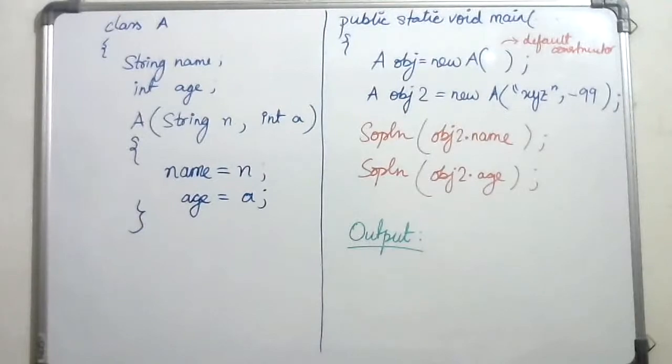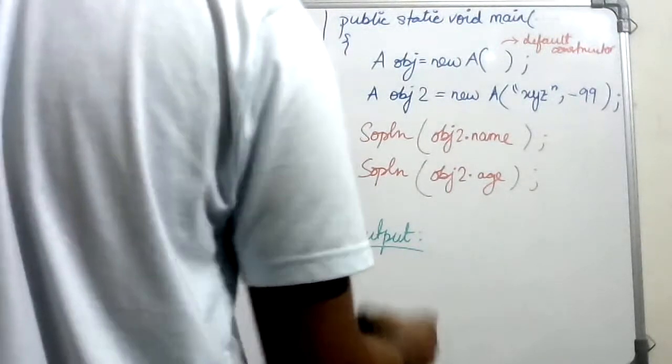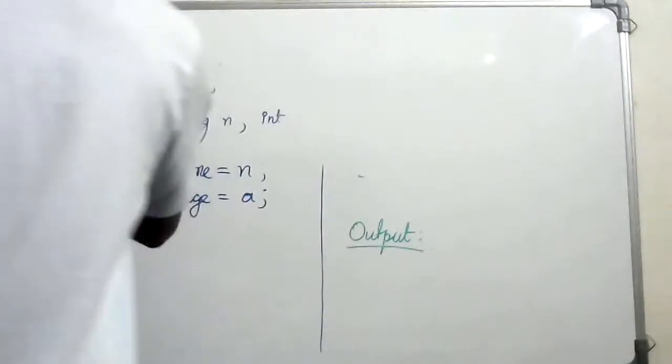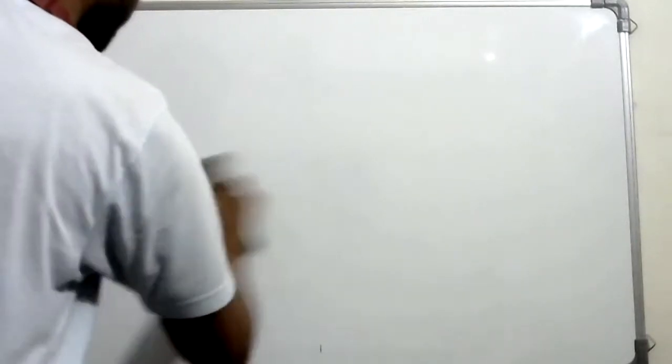So parameterized constructors are basically used to initialize object variables or instance variables to custom values of the programmer's choice. So why do we use a parameterized constructor? Because some programmer might want some other default values apart from the ones provided by the programming language.